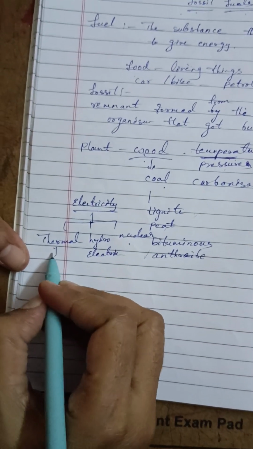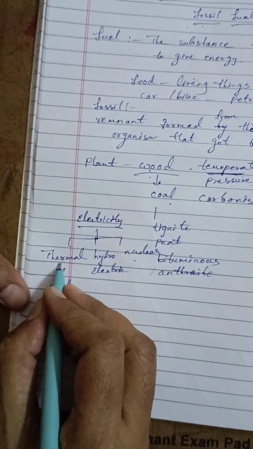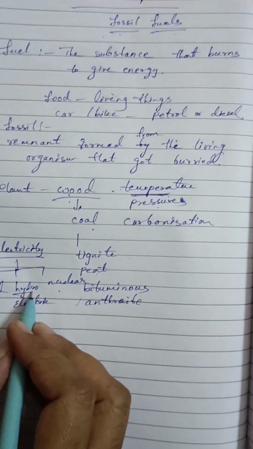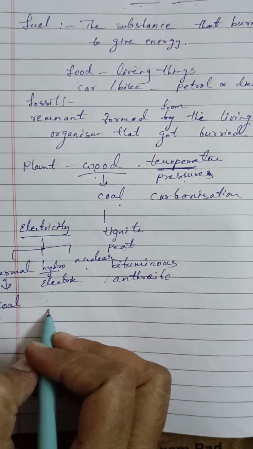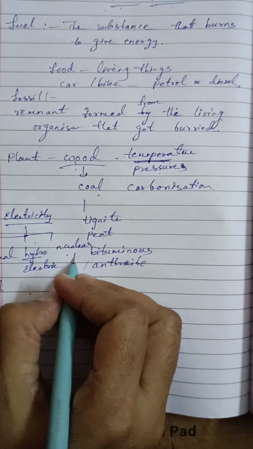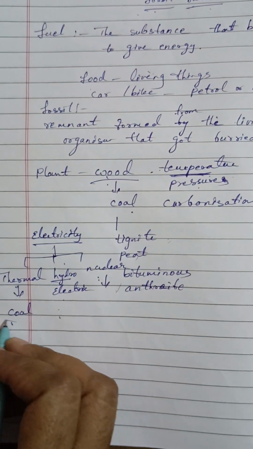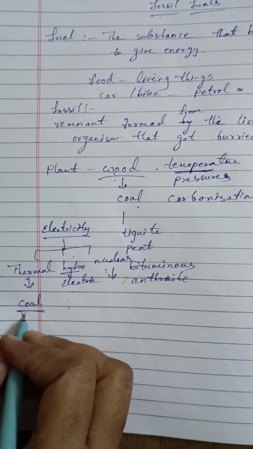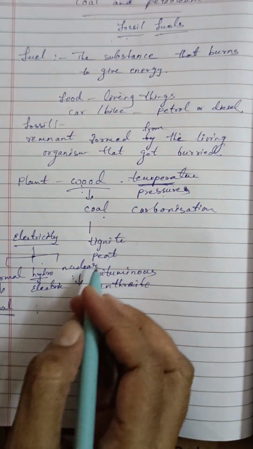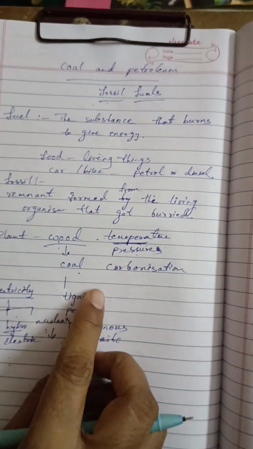In a thermal power station, the main source is coal. So from the coal, electricity is produced. In the hydroelectric, hydro means water, so from the water, electricity is produced. In a nuclear power station, nuclear energy is used. So let us see for the coal. Mainly our content here is coal. We are seeing that lignite, peat, bituminous, and anthracite are the different forms of coal.